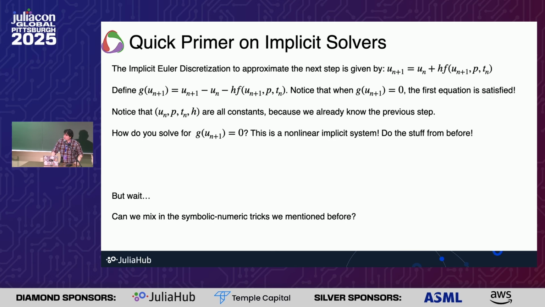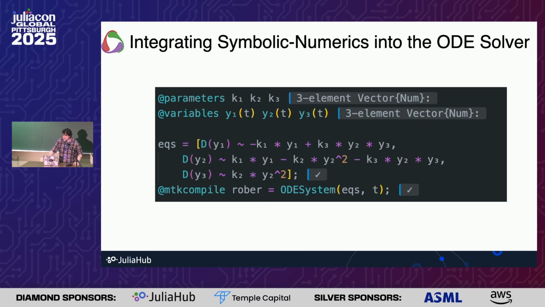But should you actually do that? I just told you all the different tricks that we could do if you had a nonlinear system. Here's a nonlinear system. This is the slowest part of our stiff ODE solver. Can we just change that as well? So here, let's take an ODE.